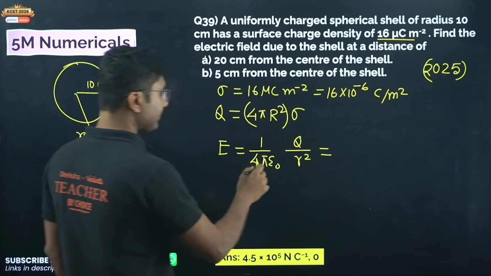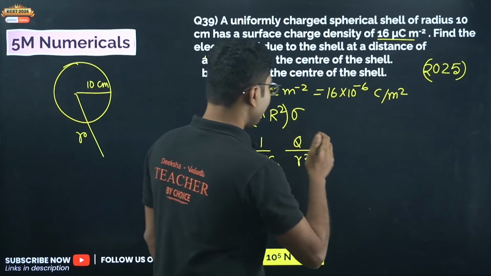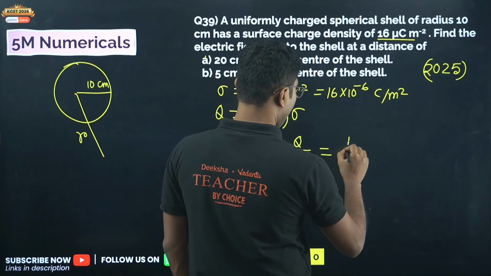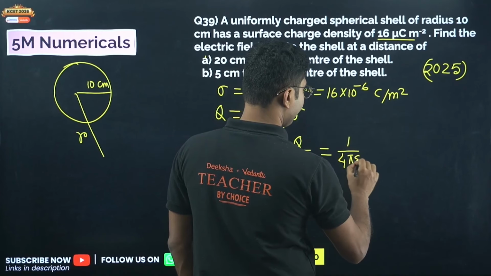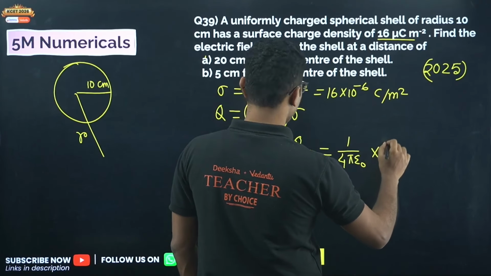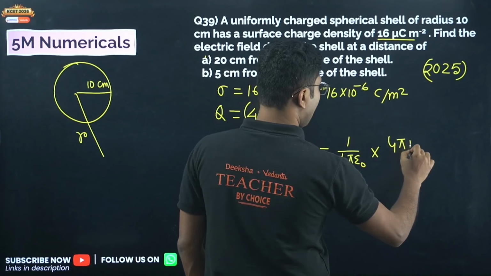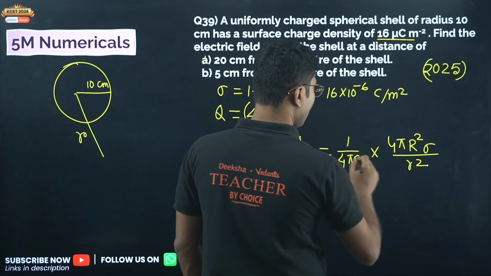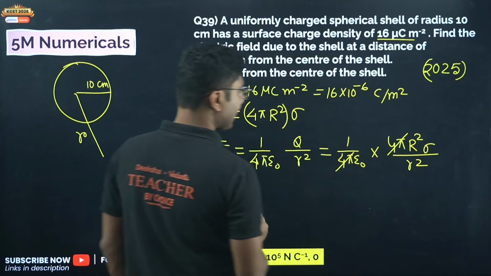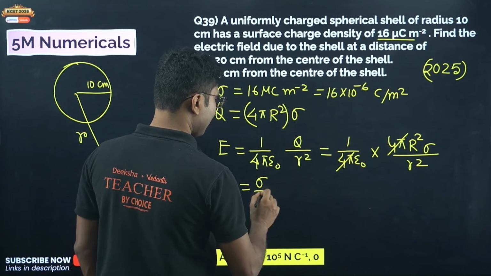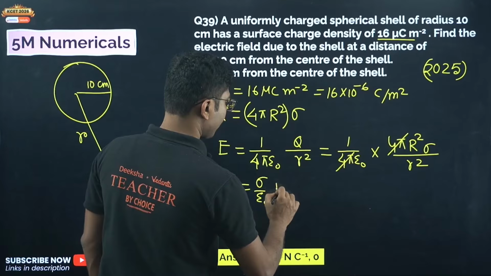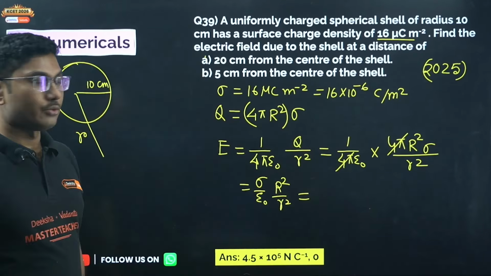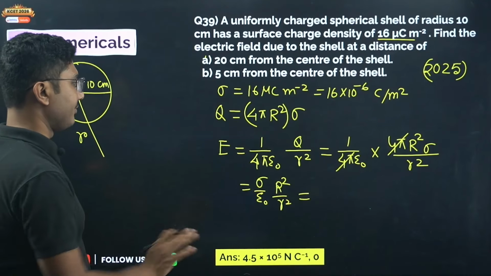Okay, so if you put this value over here, the total charge, you will get 1 by 4 pi epsilon naught into 4 pi r square sigma divided by r square. 4 pi cancels, and you get this as sigma by epsilon naught r square by r square. This is another formula that you can remember, or you can come to this equation as I have arrived at it.